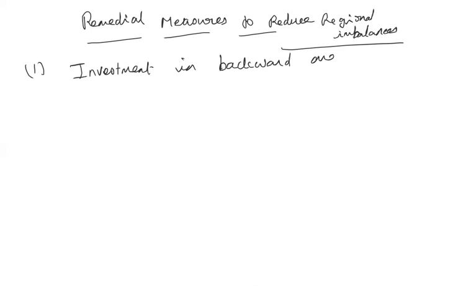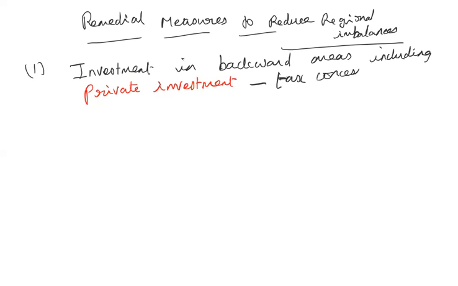So investment in the backward areas, including private investment. So the private sector should come forward to invest in the backward areas. So what can the government do? The government can give some kind of tax concessions, tax holidays. The government can give certain kinds of subsidies, encouraging the private sector to come forward to invest in the backward areas.